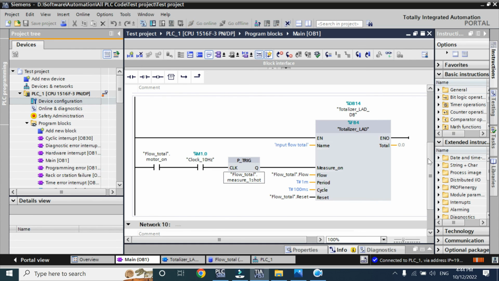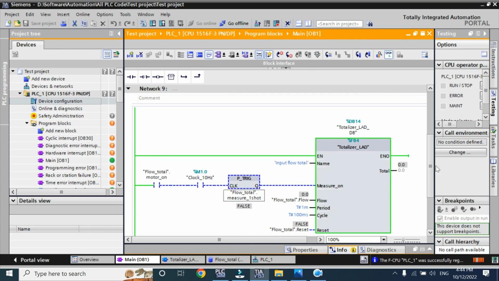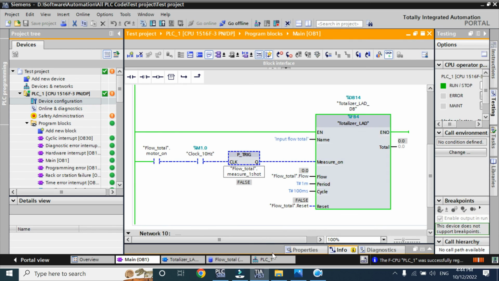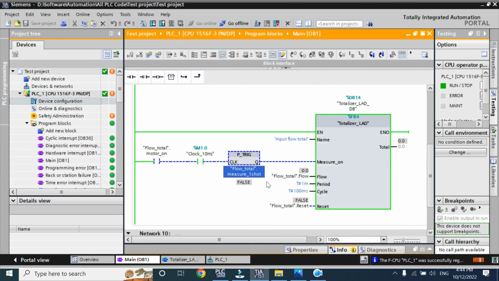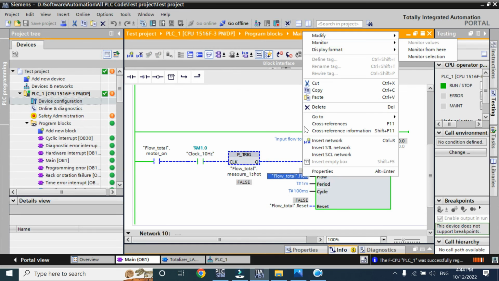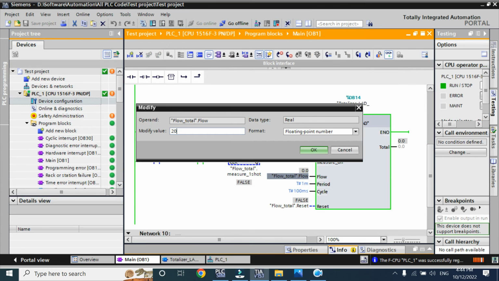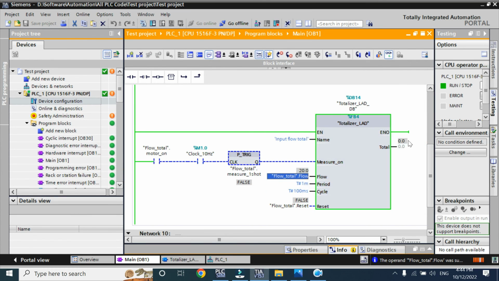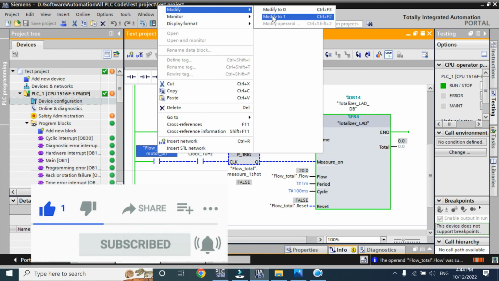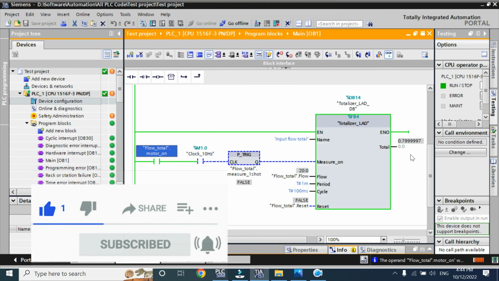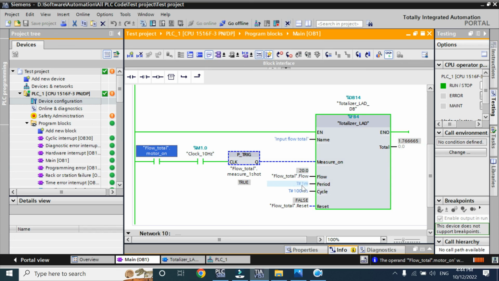Okay, now see, it is showing 0 because our flow is 0. Now here I can just modify the value. Okay, if the flow is 20, then for 1 minute it should be 20 in total. If we now turn measure on, suppose the motor is on, now flow is coming and it is now adding, so after 1 minute it should be 20.